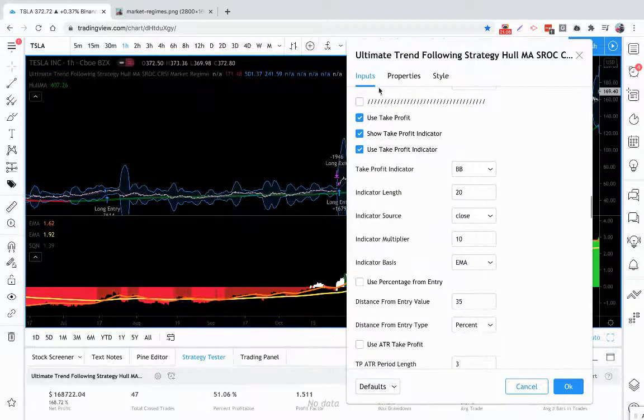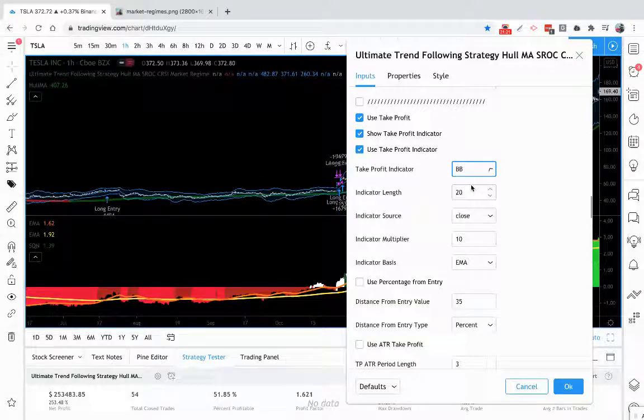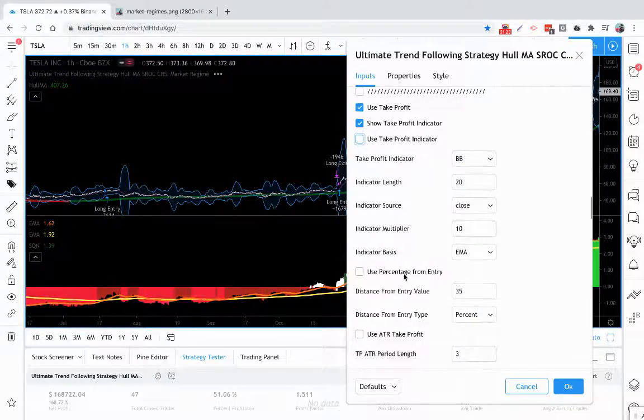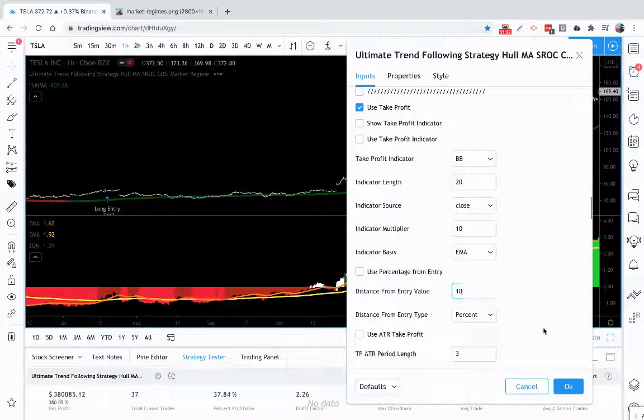If you want to use those, you have to have use take profit selected. If you want to show it on the screen so you can see it visually, you have show take profit indicator. And then you would have a use take profit indicator, whichever one you want to use, here, Keltner channel or Bollinger Band. We also have a use percentage from entry if you want to just maybe exit at a set amount, let's say maybe 10% for example.